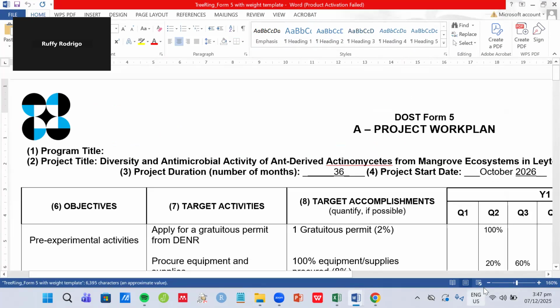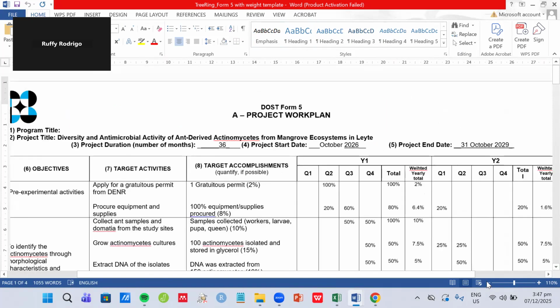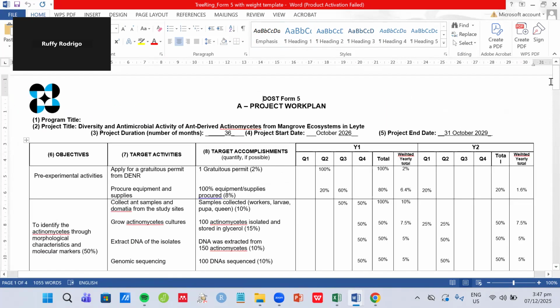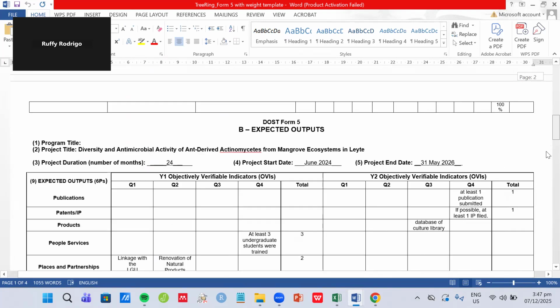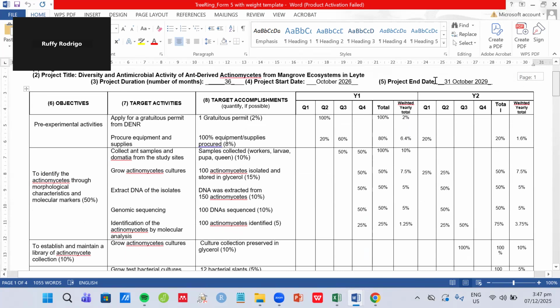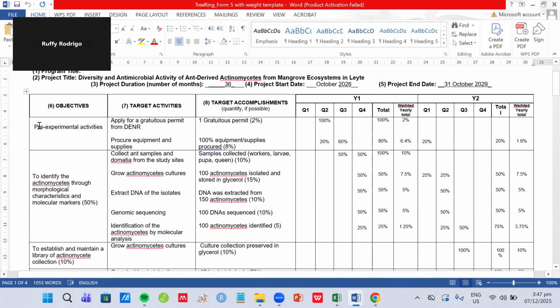This is the last, not the last, but also another form. It's a project work plan. This is a bit tricky and detail based, I would say. So basically, let's say pre-experimental activities and percentage, year one, year two, and stuff like that. So you need to fill this form.